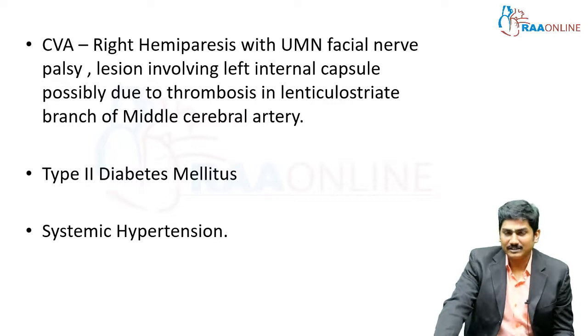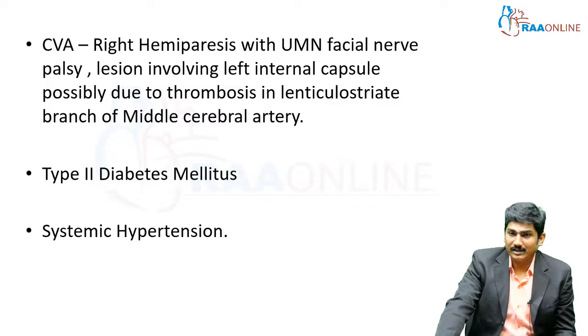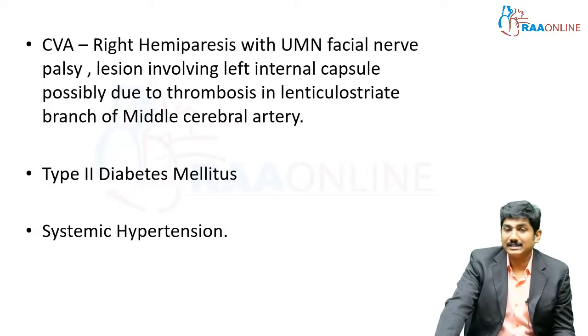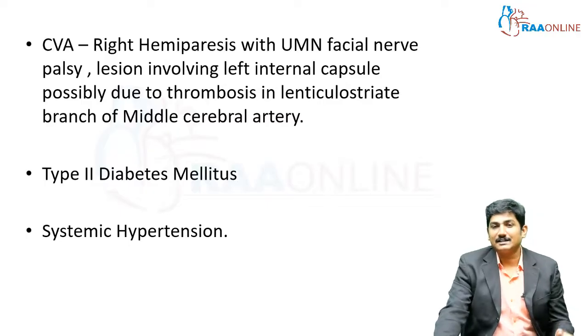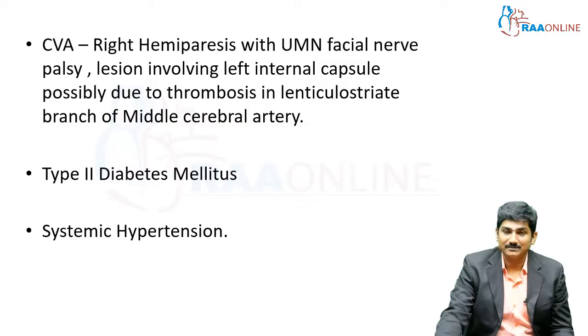How do we come to the conclusion that this is thrombosis? Either it should be thrombosis, an embolus, or a hemorrhage. It is very difficult on a clinical basis to differentiate all three, but we can have some clues that point towards thrombosis. One is the TIA, transient ischemic attack, that occurred around 3 weeks back, and the second is that this event happened during sleep. These two phenomena tell us this could possibly be a thrombosis.